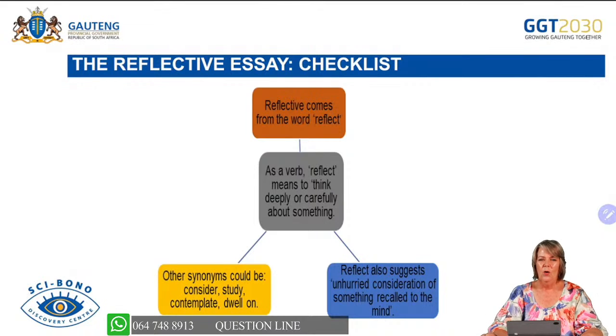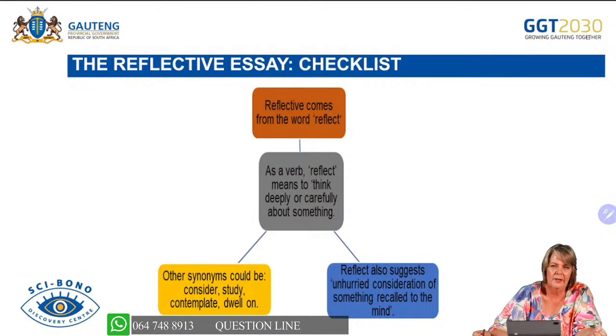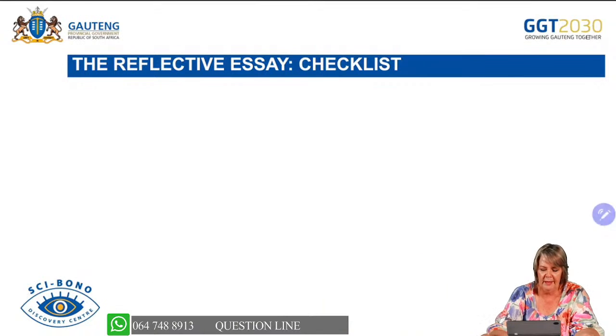Now, it's all good description of to reflect on something. Something has happened and you reflect on it. How did you feel? How did it affect you? How did it affect your family? And then afterwards, what did you learn? What did you take from this specific experience or event?